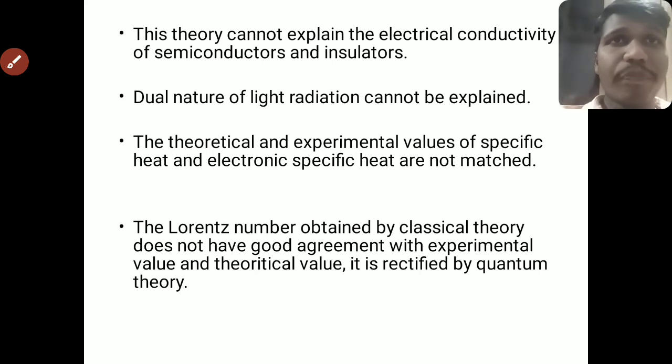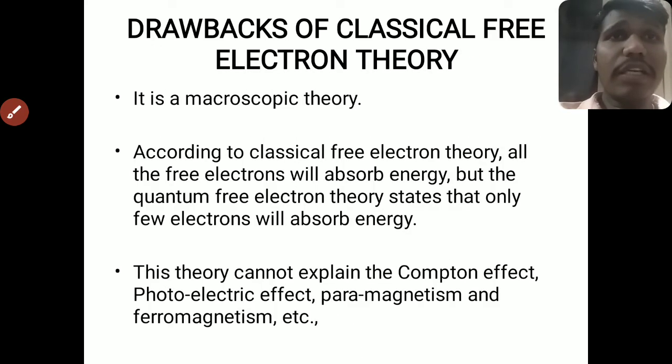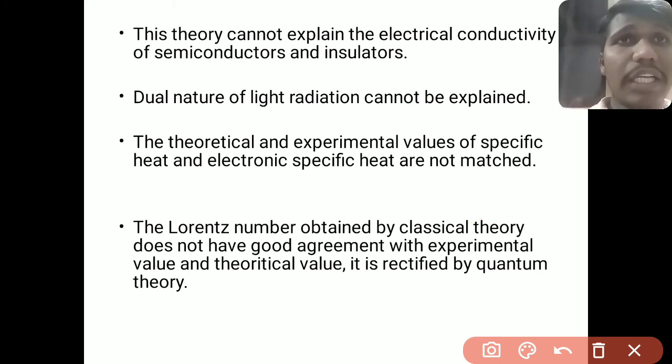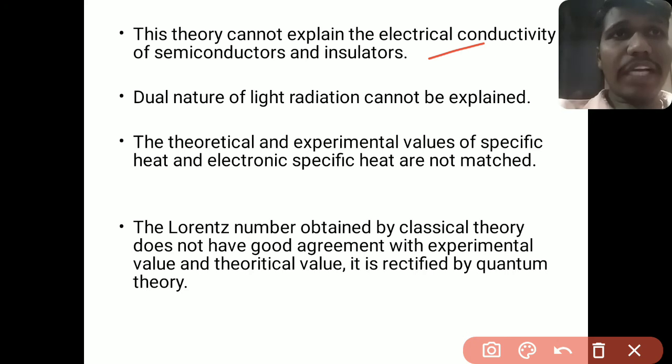And the next one, this theory cannot explain the electrical conductivity of semiconductors and insulators. The free electron theory does not explain the electrical conductivity of semiconductors and insulators, and the dual nature of light radiation cannot be explained. The theoretical and experimental values of specific heat and electronic specific heat are not matched. The Lorenz number obtained by classical theory does not agree well with the experimental value. It is rectified by quantum theory.